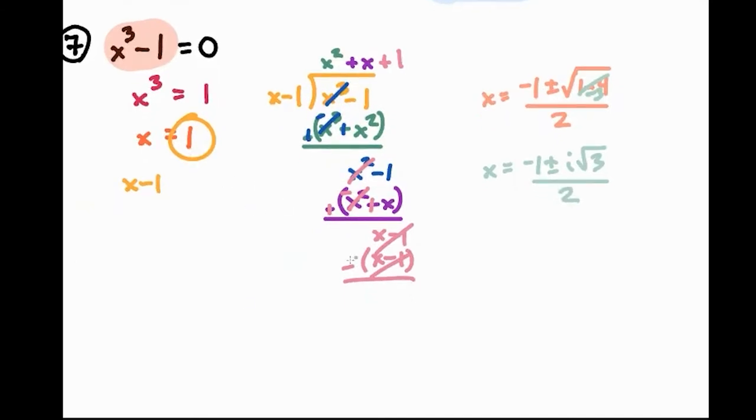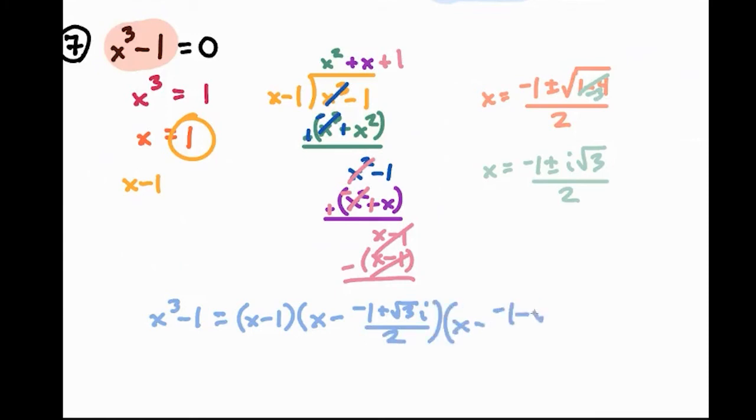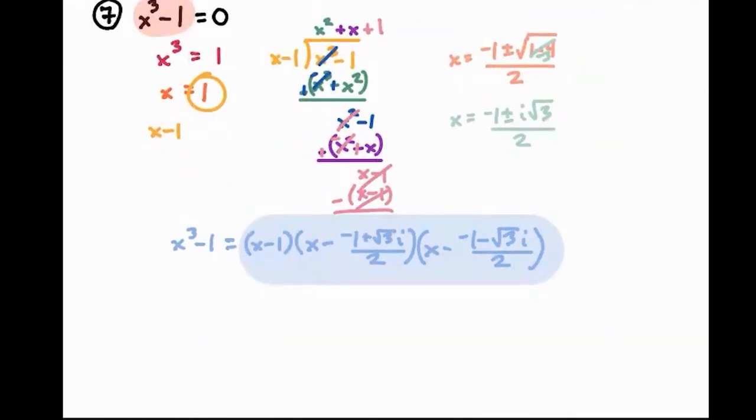Okay, so this x to the third minus 1 is technically equal to, if we factored it out, x minus 1 times x minus the positive version of that quadratic root times x minus the negative version, the minus of that quadratic root. And you end up with something like this, the factored form.